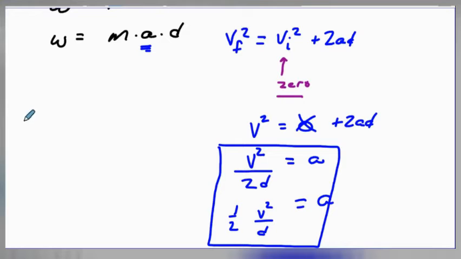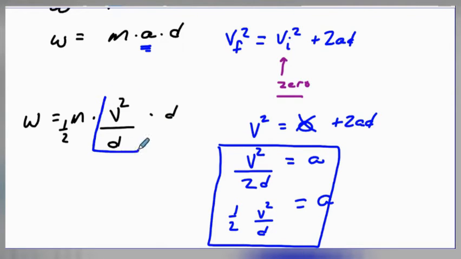So what I have is that the work equals the mass times V squared divided by D. I'll put the half out in front here, just makes it a little bit easier. And then we're going to multiply that by D. Okay, so here we are. This is the equation that we just imported here. It's got the 1/2.